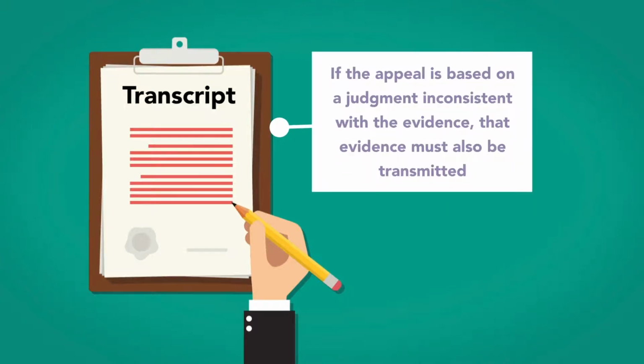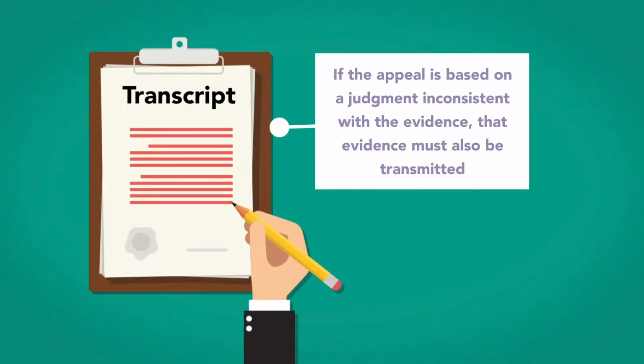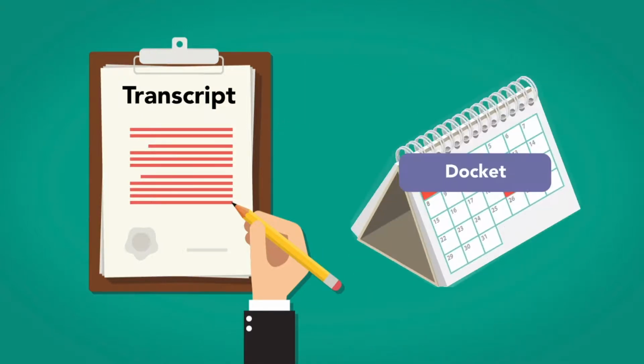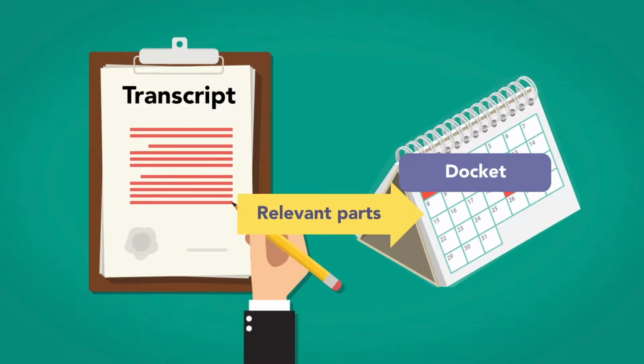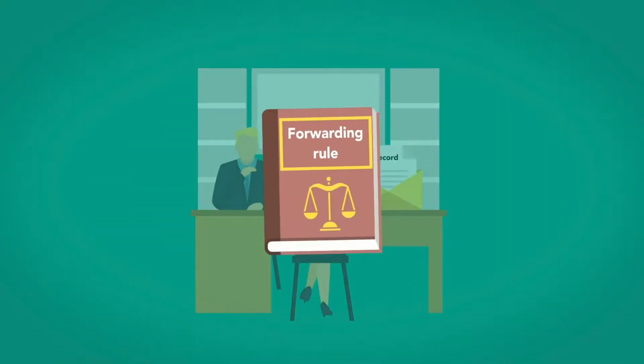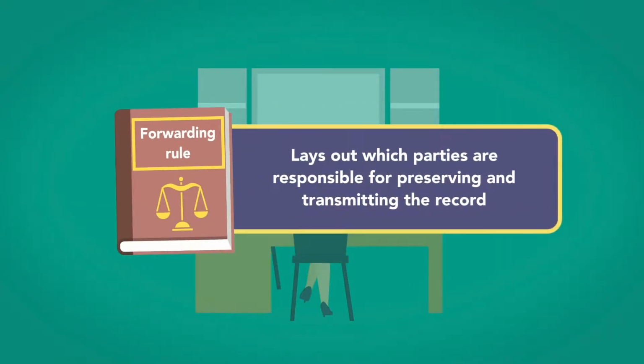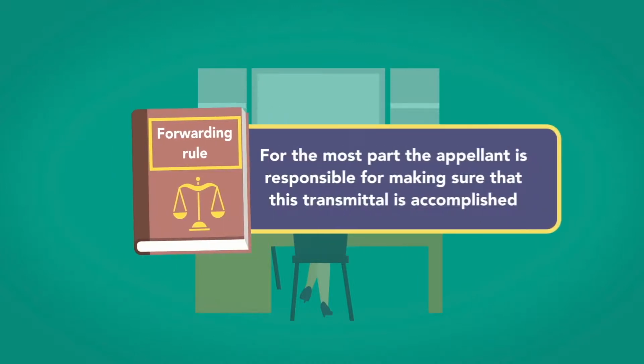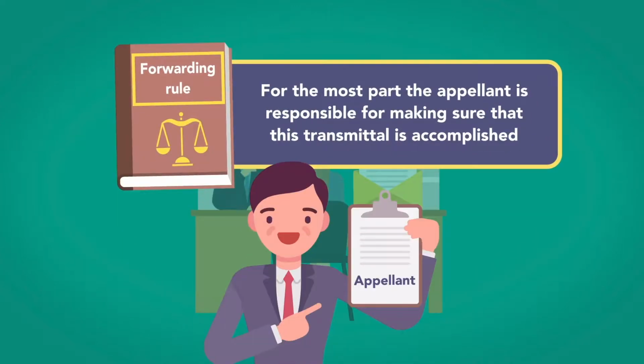If the appeal is based on a judgment inconsistent with the evidence, that evidence must also be transmitted. Likewise, only the relevant parts of the docket need to be forwarded. After the requisite parts of the record are completed, they are forwarded to the Court of Appeals. This forwarding rule lays out which parties are responsible for preserving and transmitting the record, but for the most part, the appellant is responsible for making sure that this transmittal is accomplished.